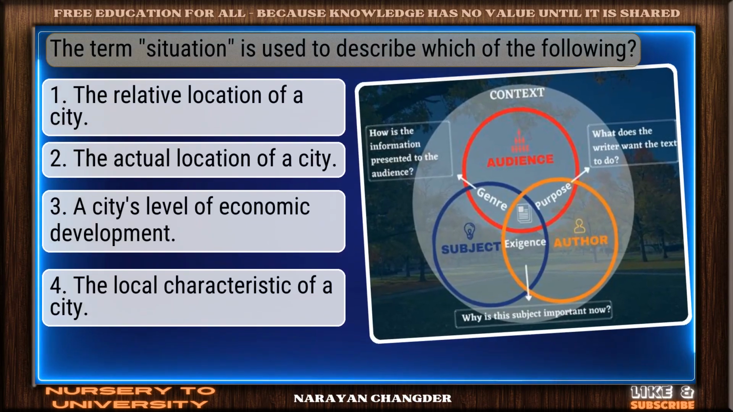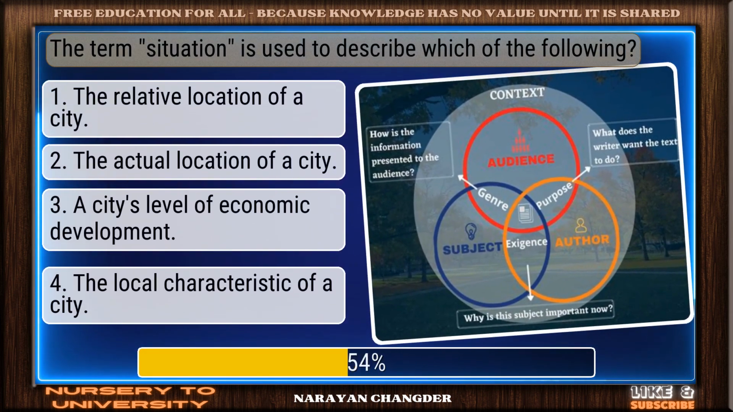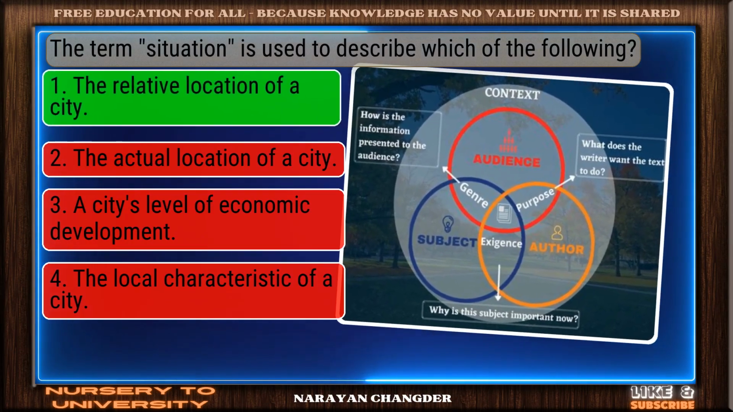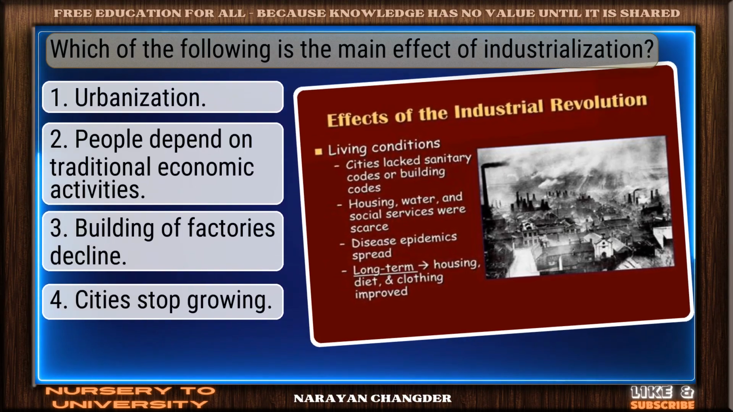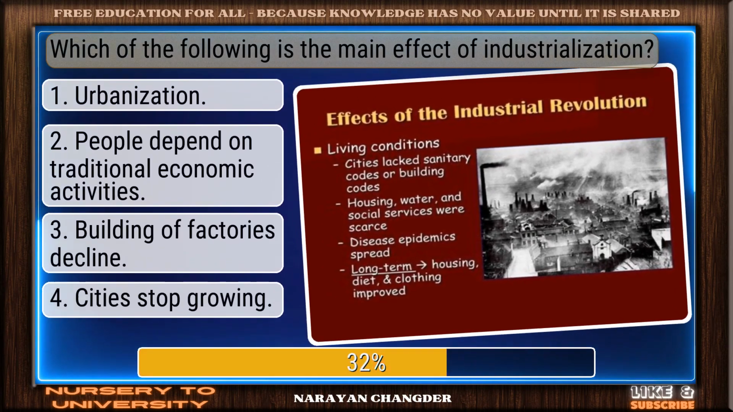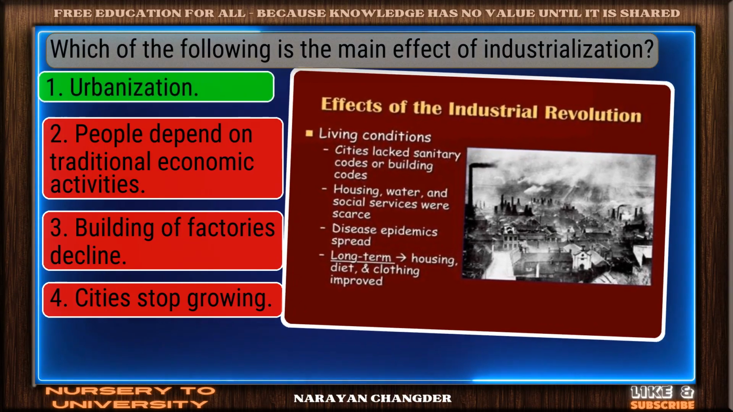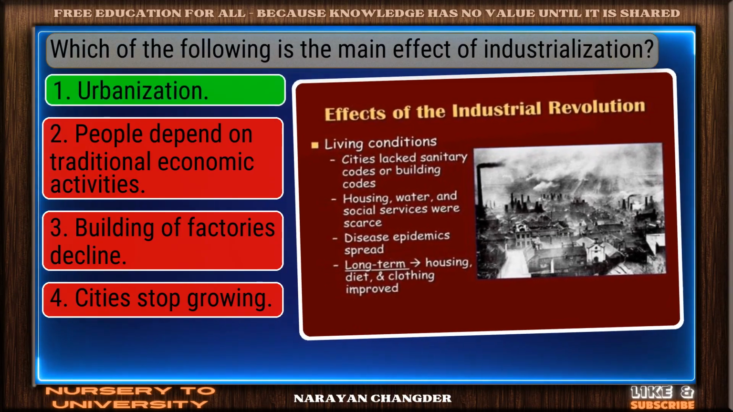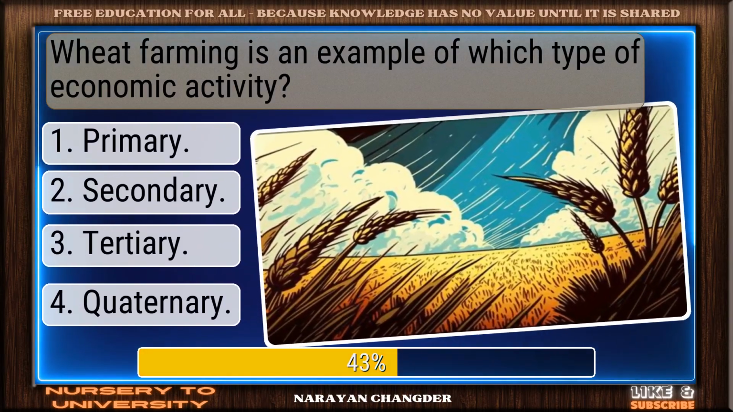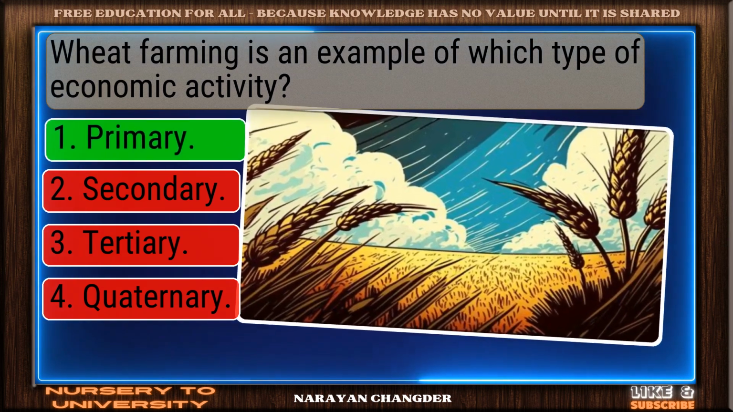The term situation is used to describe which of the following? Right again, the relative location of a city is a valid answer. Which of the following is the main effect of industrialization? Nicely done. Urbanization is a solid answer. Wheat farming is an example of which type of economic activity? Well picked. Primary is the correct answer.